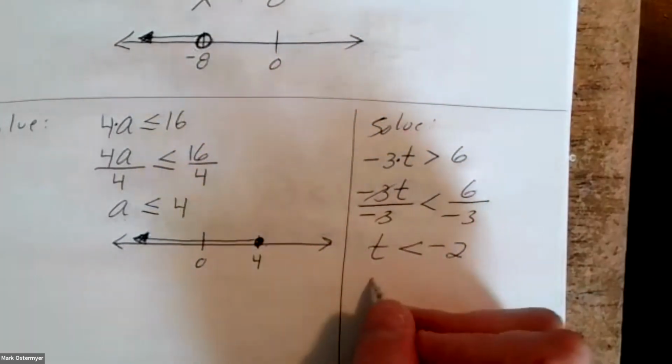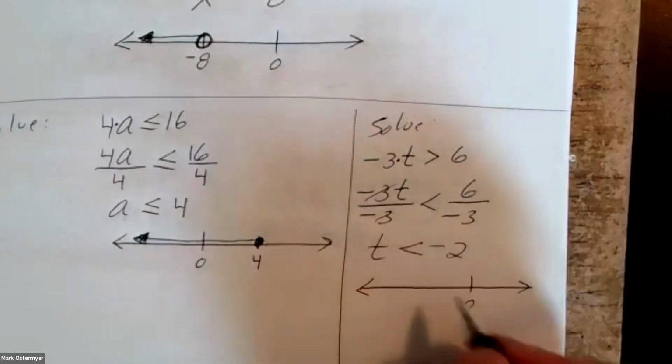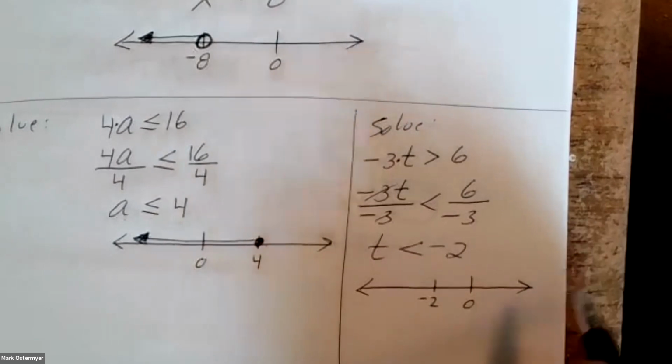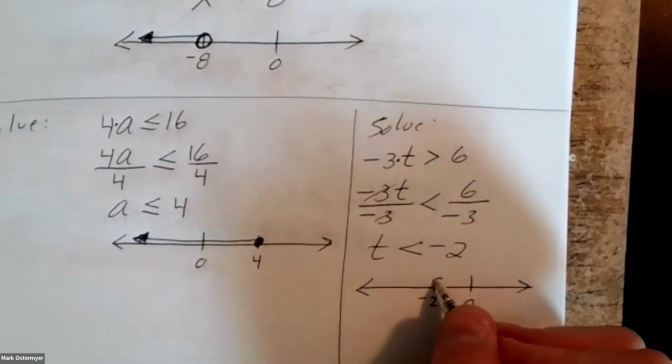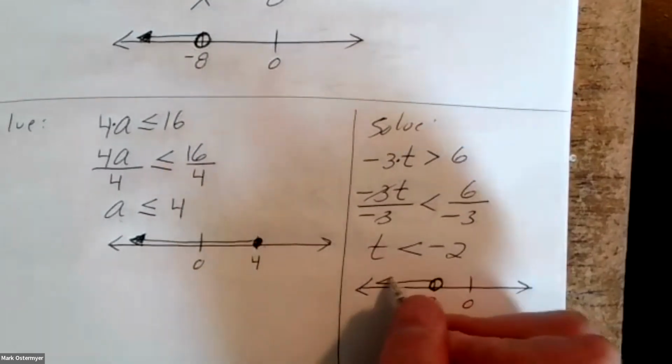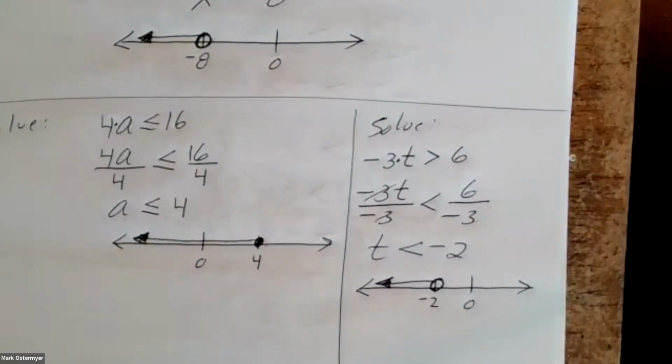That's your solution set. Now we'll graph that on a number line, put 0 on the number line for reference. -2 is to the left of 0. Since t is strictly less than -2, we do not include -2, so we have an open circle on -2, and we shade to the left. And we're done. Questions on how we're solving inequalities and graphing their solution sets on the number line?